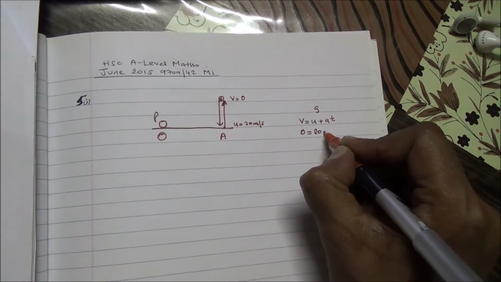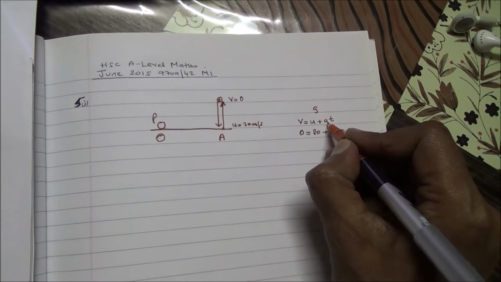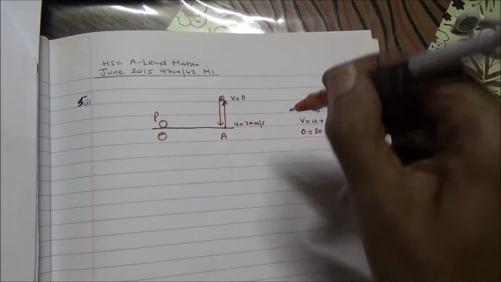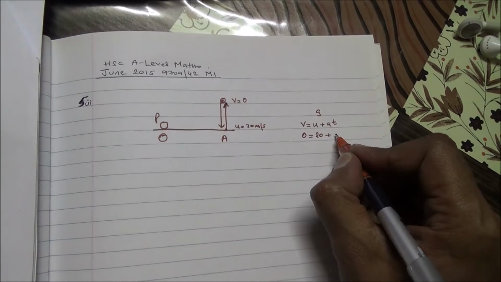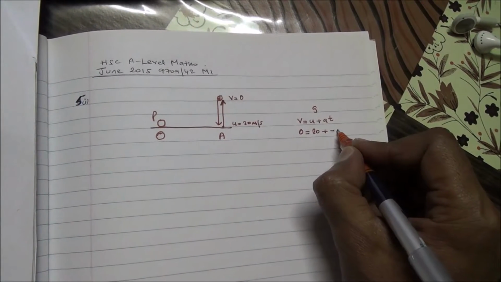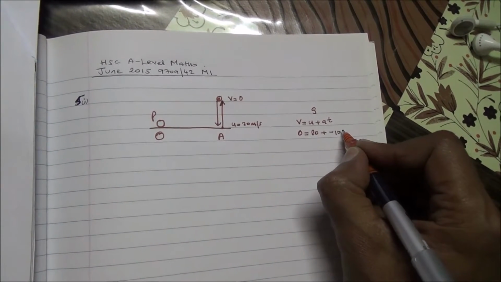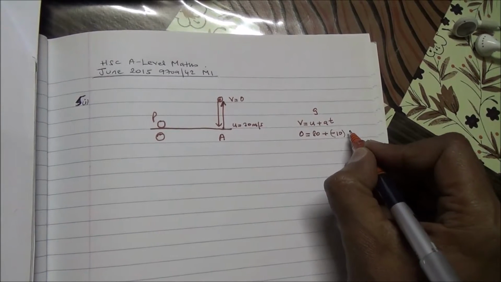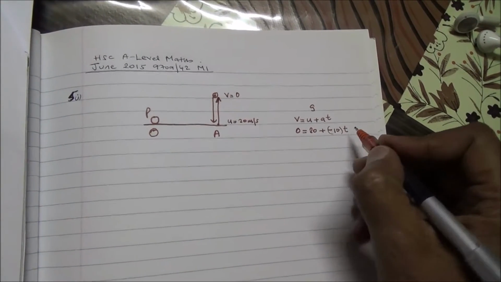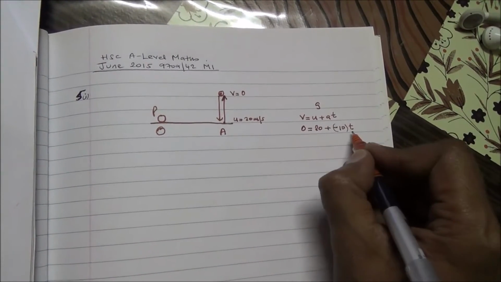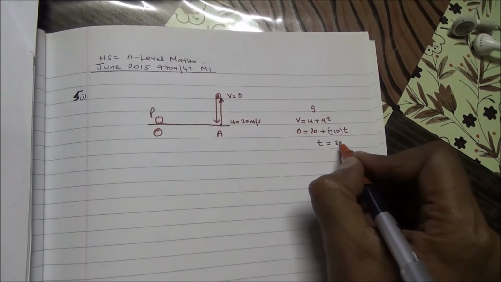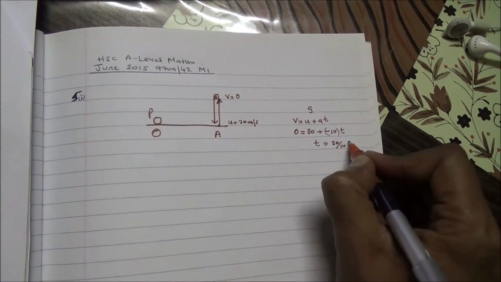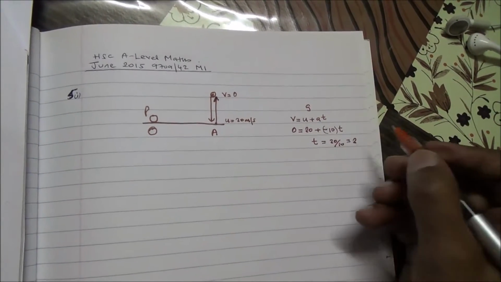second, plus the acceleration. Remember the force is trying to pull the object down, therefore it's going to be a negative acceleration. So negative 10, because the acceleration due to gravity is negative 10 meters per second squared, times the time t. So solving this equation, we're going to end up with t is equal to 20 divided by 10, and that's going to make it 2 seconds.